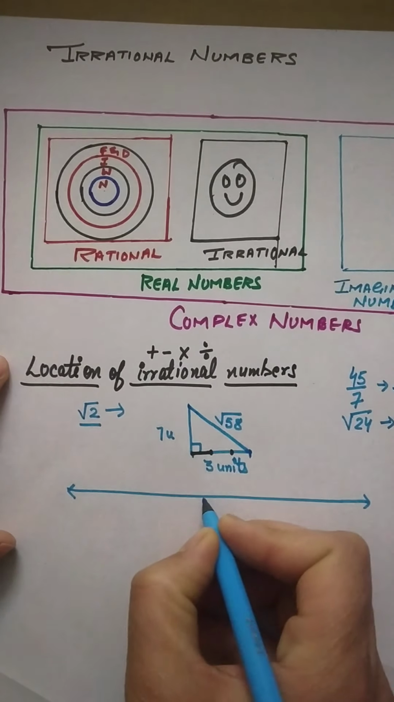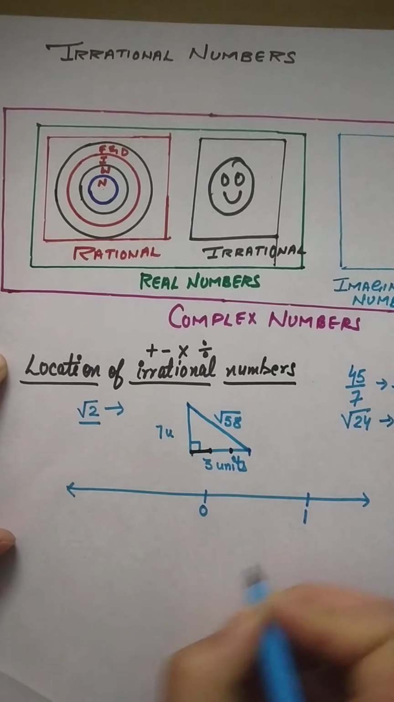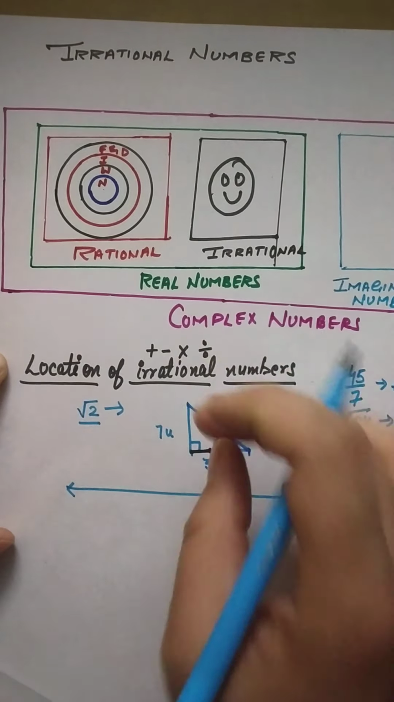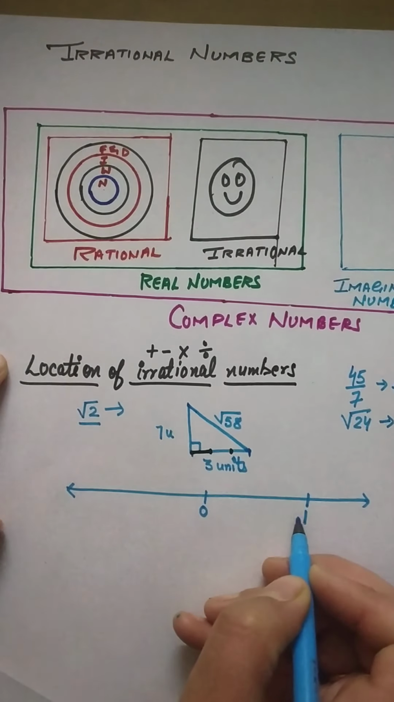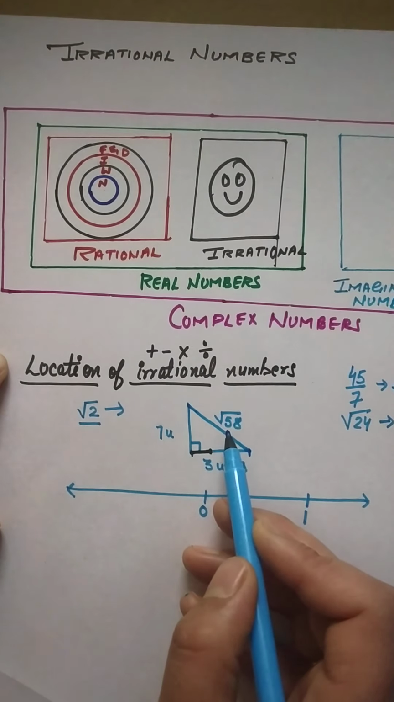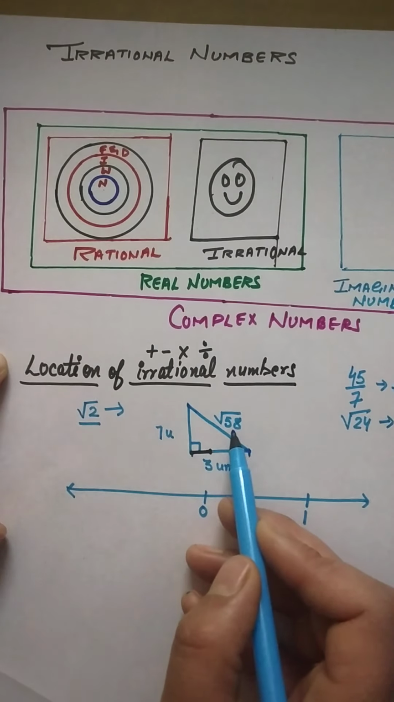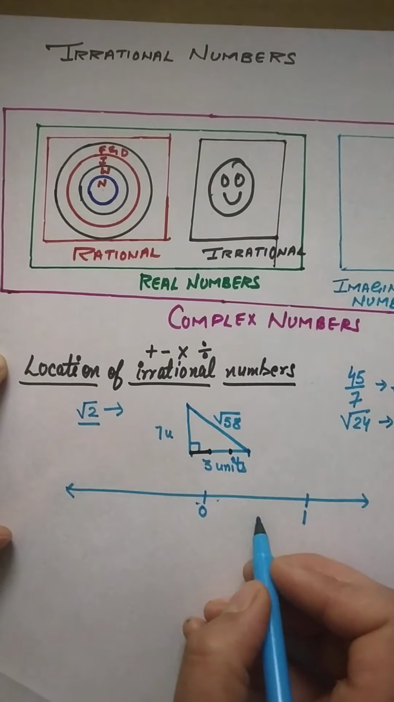Because if your number line is this, where you have selected your 1 unit like that, and now you'll pick it up and place it like this, first thing it will come between 0 and 1. Okay, and you know that root 58 is between 7 and 8. So it will come somewhere here. So error is there. Why?